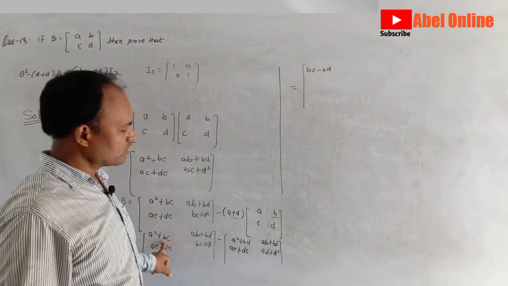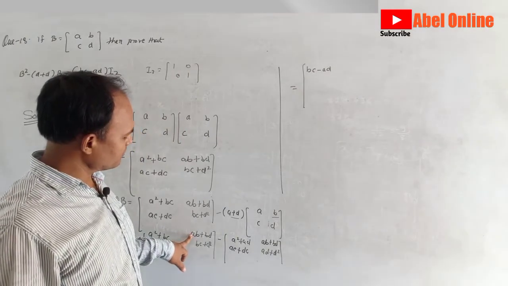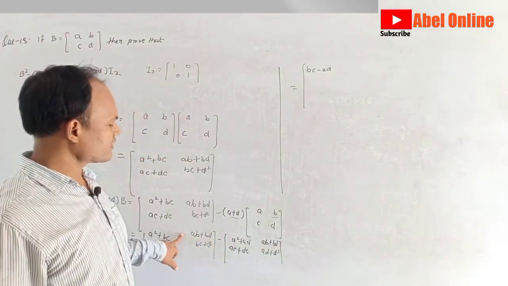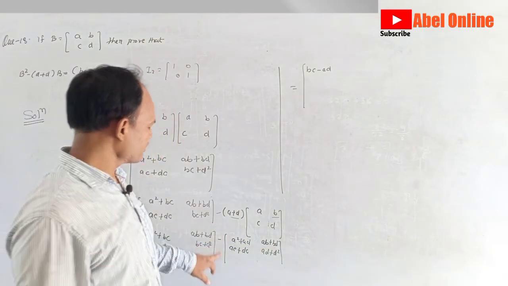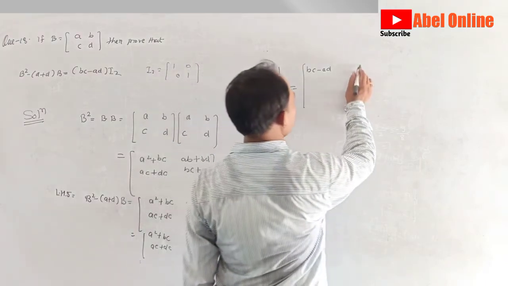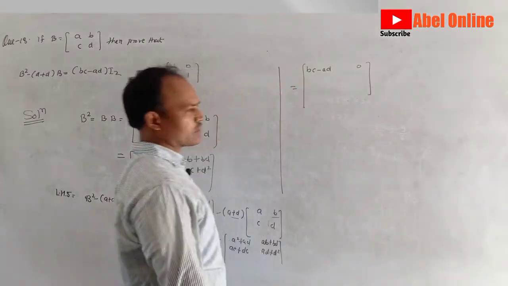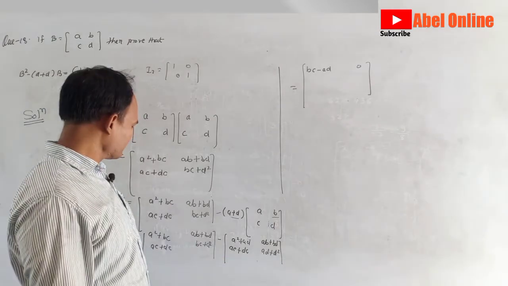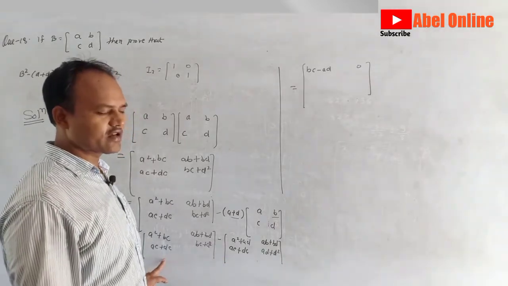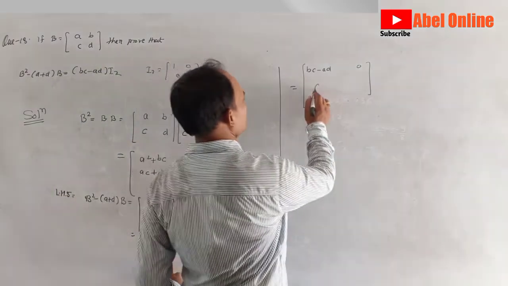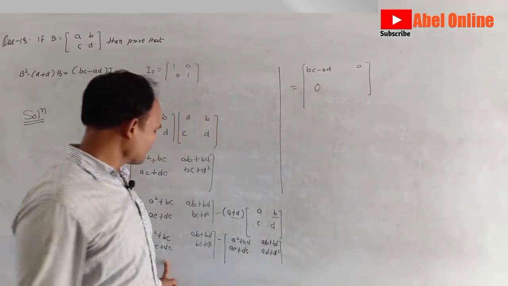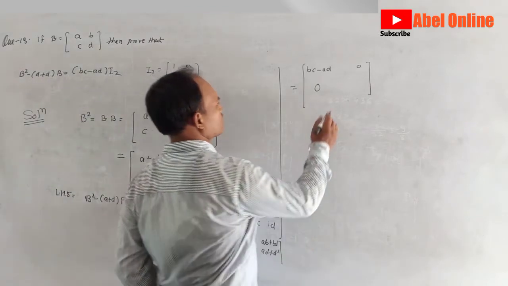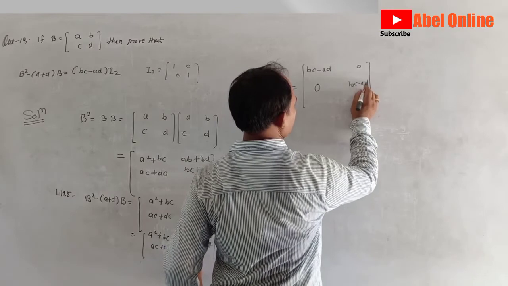Now this is AB plus BD, and this is also AB plus BD. So AB plus BD is cancelled by AB plus BD because there is a minus, so it is 0. Okay guys, this is AC plus DC, and this is also AC plus DC. They are same, and there is a negative sign, so this is cancelled. So it is 0. BC plus d square is cancelled by d square, so BC minus AD is there. So it is BC minus AD.